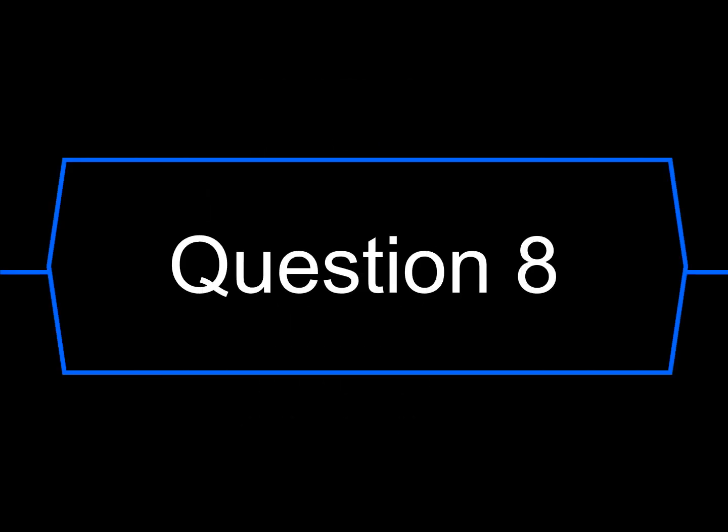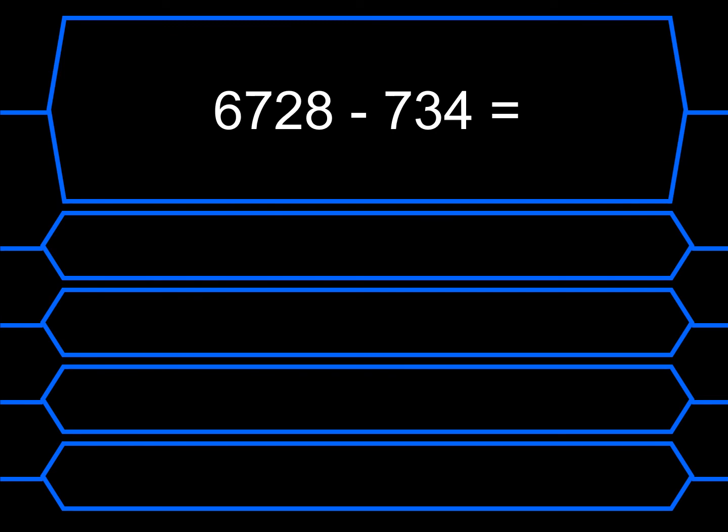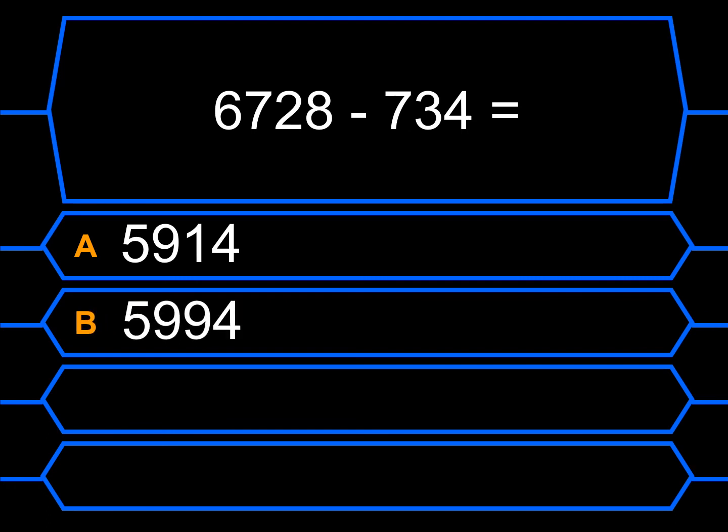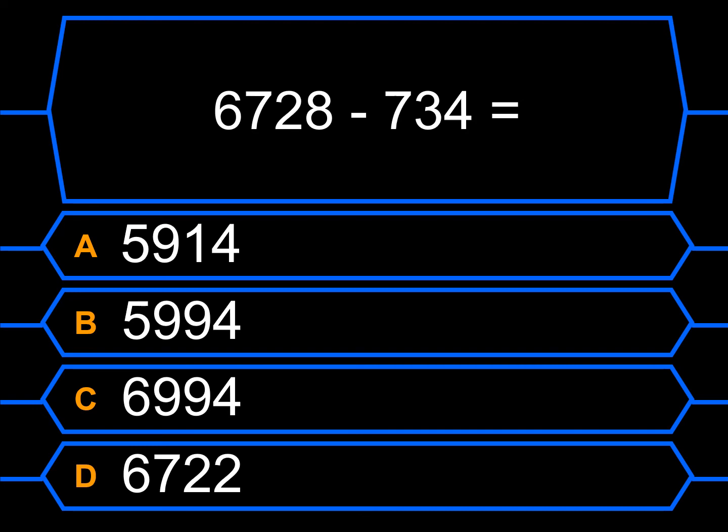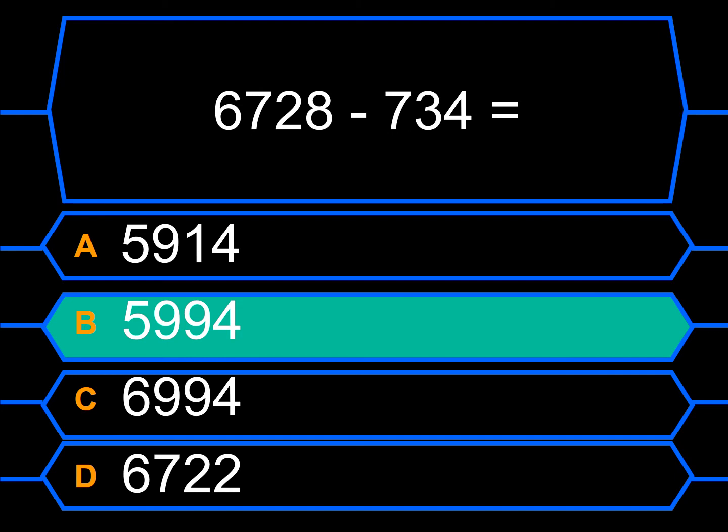Oh, question 8, let's go. 6,728, take away 734. This one you're going to have to be really careful making sure you line up those numbers correctly. Is the answer A, 5,914, B, 5,994, C, 6,994, or D, 6,722? Pause the video now. The answer is B, 5,994. That one was worth £5,000.